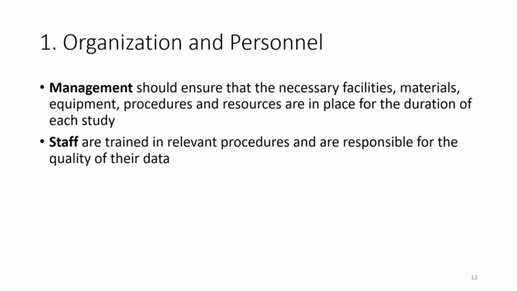Firstly, organization and personnel. For every study conducted, we should always make sure that the roles are clearly divided and specified so that if there is anything going wrong, we always know who should be responsible for that. So under GLP, we divide the persons involved into management and also staff. Staff are the persons who will be carrying out the study, who will be doing the experiment.